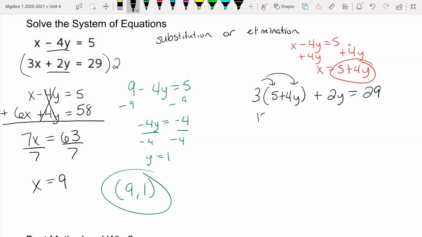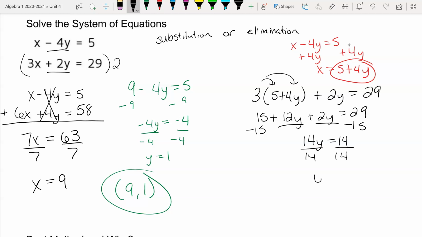So we would distribute: 15 plus 12y plus 2y equals 29. I would subtract 15 and combine like terms. I get 14y equals 14, divided by 14. Would you look at that? y is 1. So now I could plug it back into this equation and get 5 plus 4 times 1 equals x, which is 9. So you get the same answer.